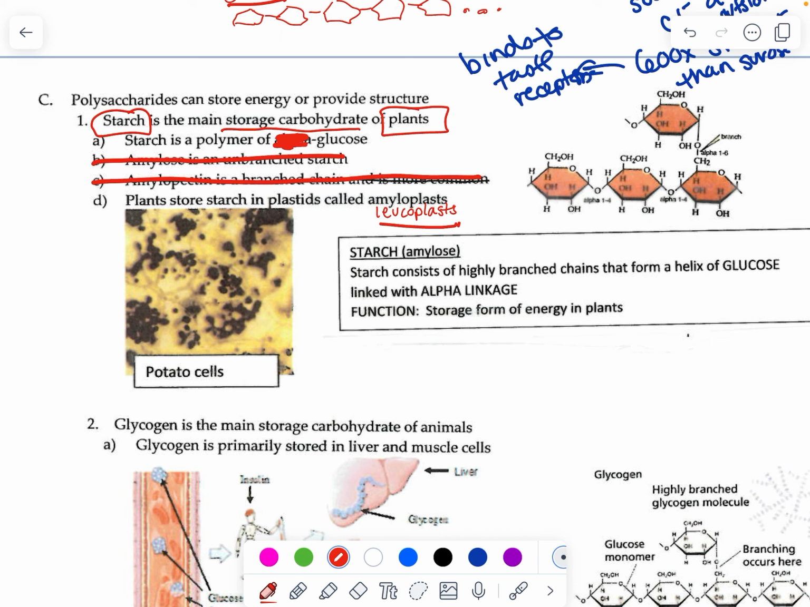You can cross out B. Another word for starch is amylose, amylopectin. You don't really need to know that, but remember, plants store starch. You might remember this from freshman year. This is an organelle called the plastids. It's a plastid organelle called an amyloplast, or they're also called leucoplasts.